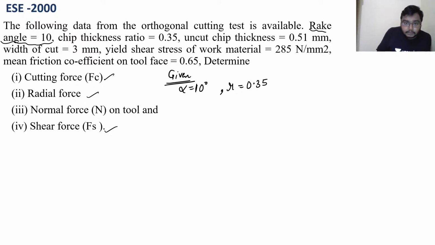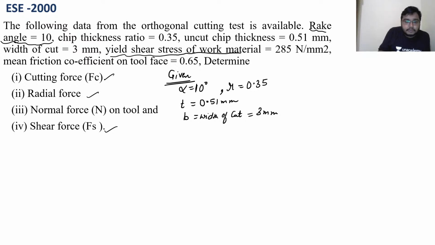Uncut chip thickness, that is t, is 0.51 mm. Clear? Next, width of cut, that is b, is given as 3 mm.